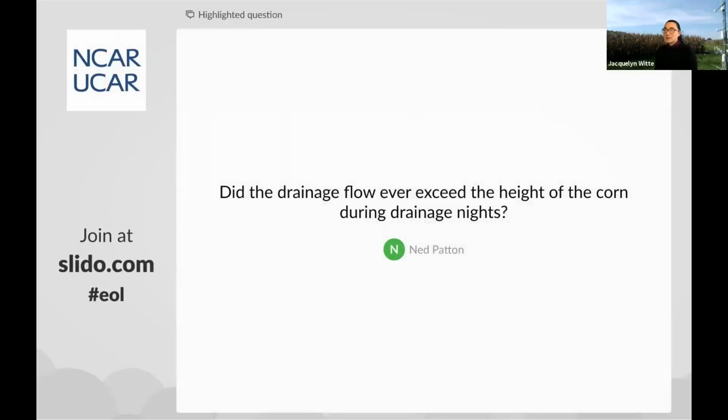We have a question from your colleague, from our very own Cubed, Ed Patton, and he asks, did the drainage flow ever exceed the height of the corn during drainage nights?